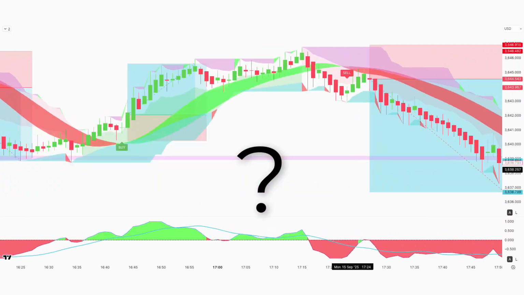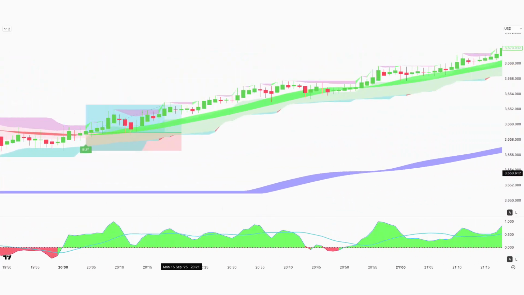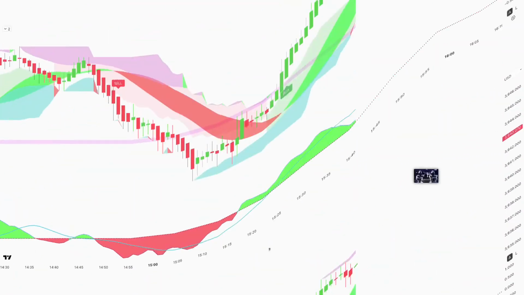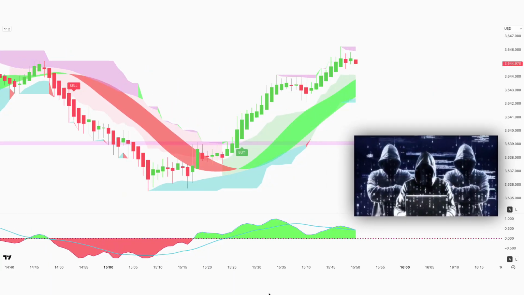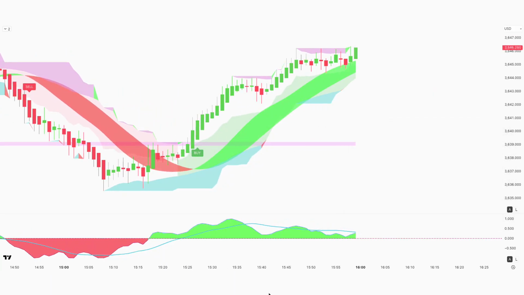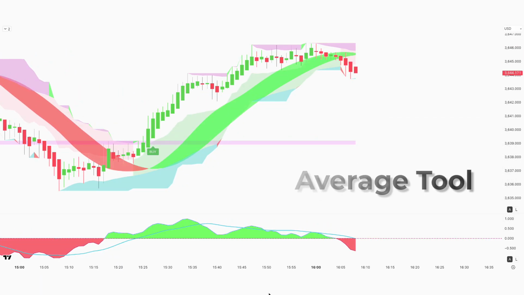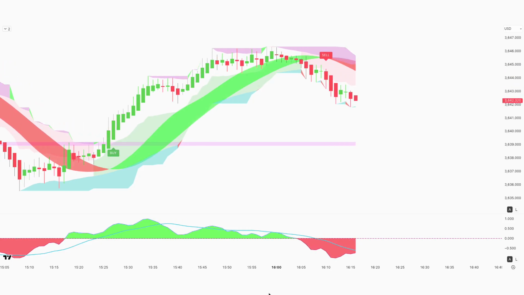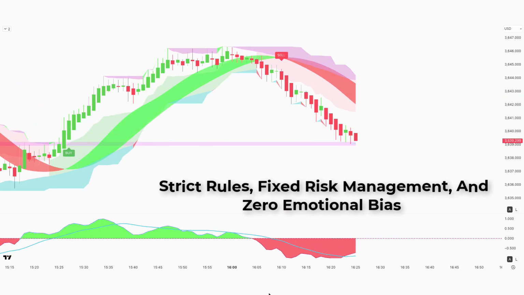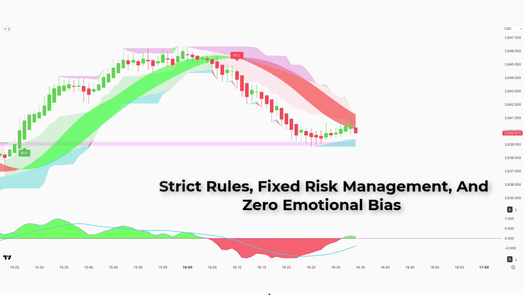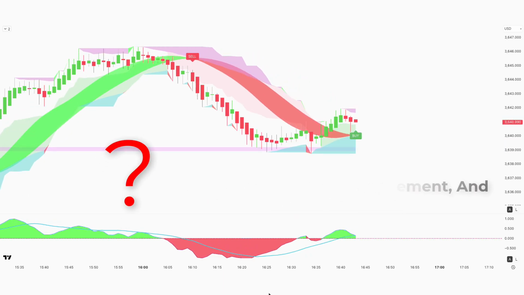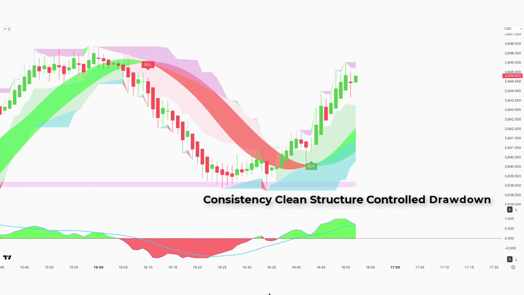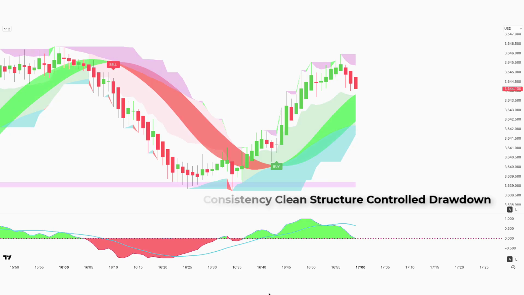A free indicator and powerful? Normally, this combination doesn't work. But when my team started testing this new TradingView indicator, we thought it would be just another average tool. Then we ran 6 months of historical data, with strict rules, fixed risk management, and zero emotional bias. Result: consistency, clean structure, controlled drawdown.